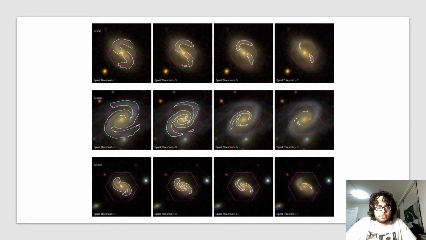So for this, over here we can see in each row we have a different galaxy with 1 to 7 people classifying regions in them as spirals or non-spirals. And we can see as we progress from left to right, from 1 person to 7 people, the area that is considered a spiral arm changes drastically. And a visual inspection leads us to believe that a threshold of about 3 people identifying a pixel as a spiral arm or a non-spiral arm seems to work best.